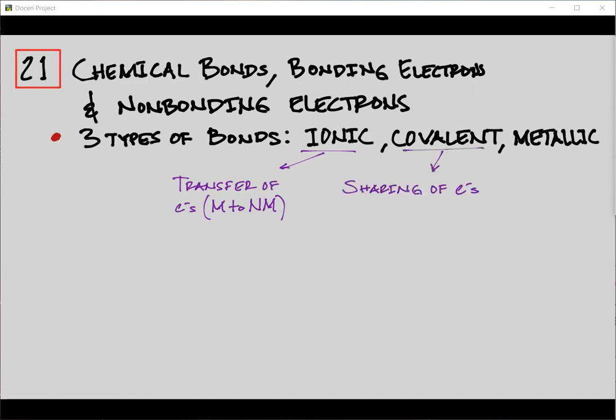Covalent bonding involves the sharing of electrons. So electrons are being shared by nonmetal atoms that are involved in that bond. And finally, metallic bonding, the metal atoms are submerged in what they call a sea of electrons. And this is the bond utilized in metals.